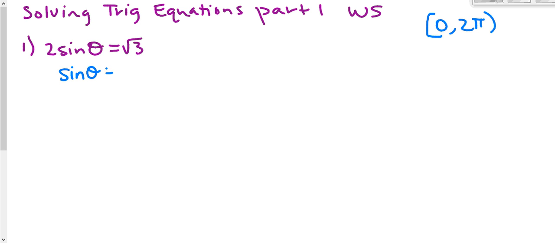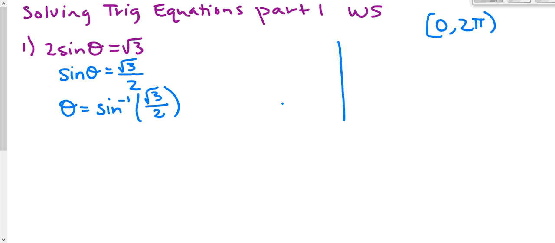Sine of theta equals square root 3 over 2. And then take the inverse sine of both sides. So theta equals inverse sine of square root 3 over 2. That means we're finding the angle whose sine is square root 3 over 2. And that is positive, and sine is positive in quadrant 1 and quadrant 2.